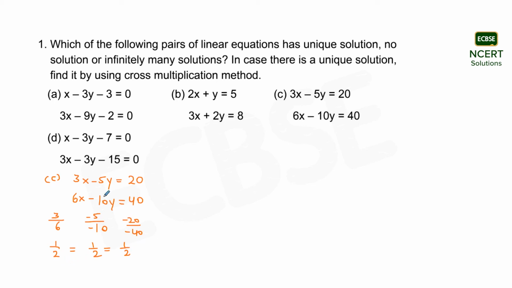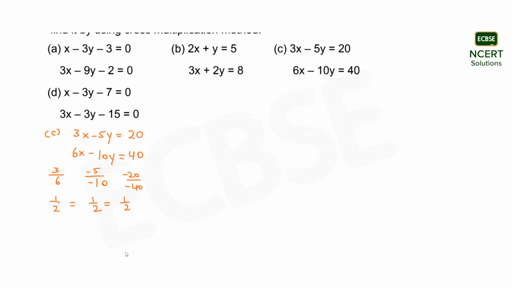And we know whenever such a condition arises, that is a1 by a2 comes out to be equal to b1 by b2 and equal to c1 by c2, then the pair of equations is said to have infinitely many solutions. Means the lines which represent these very linear equations will have many solutions.